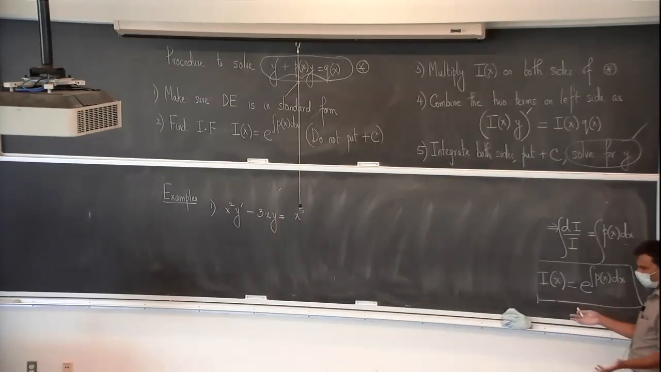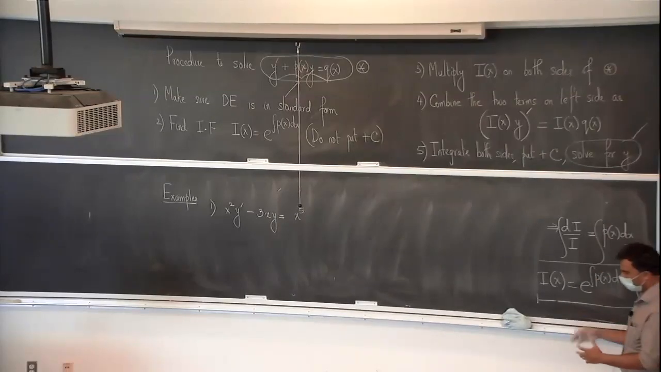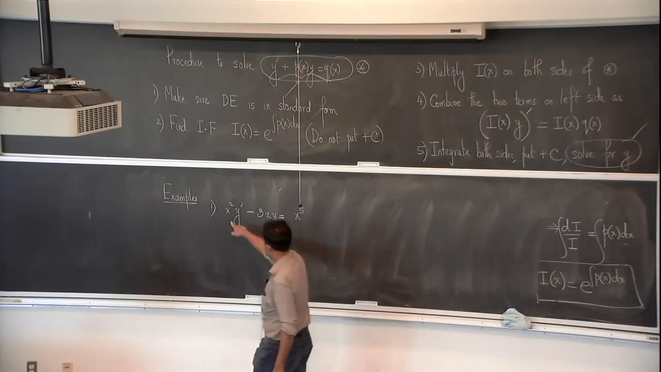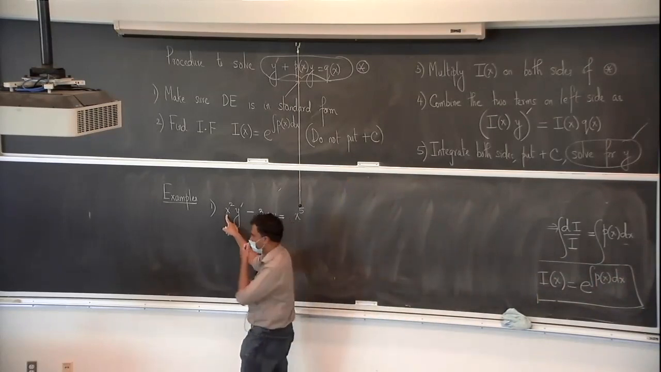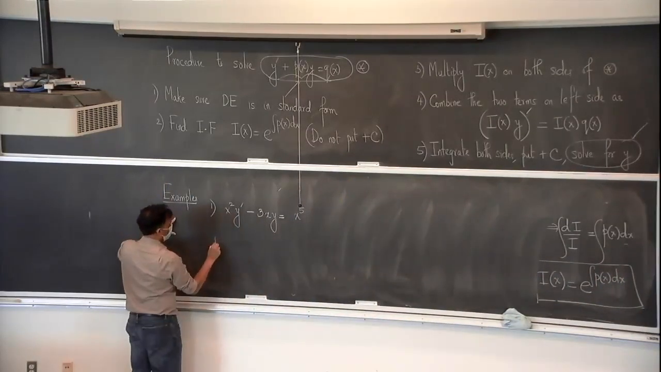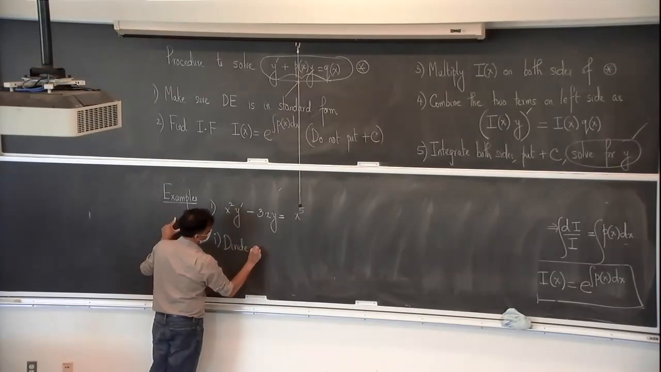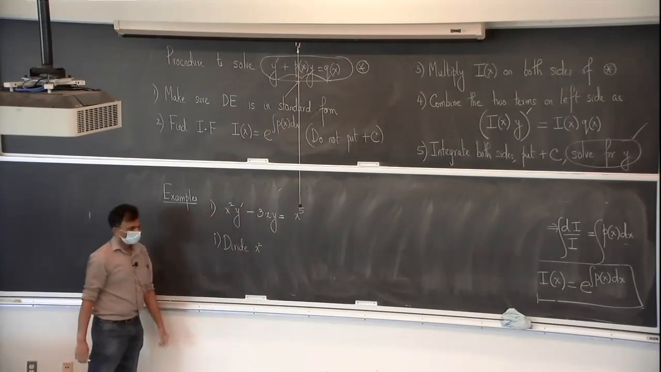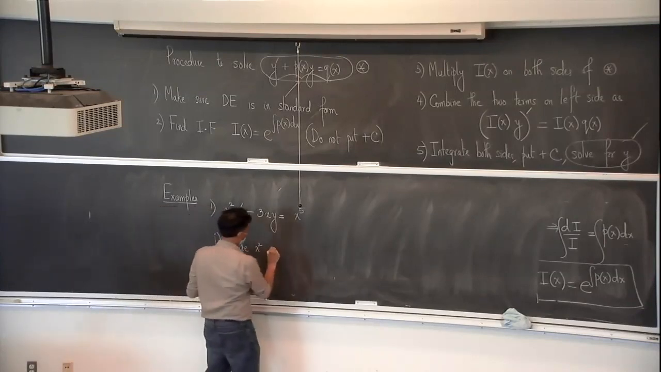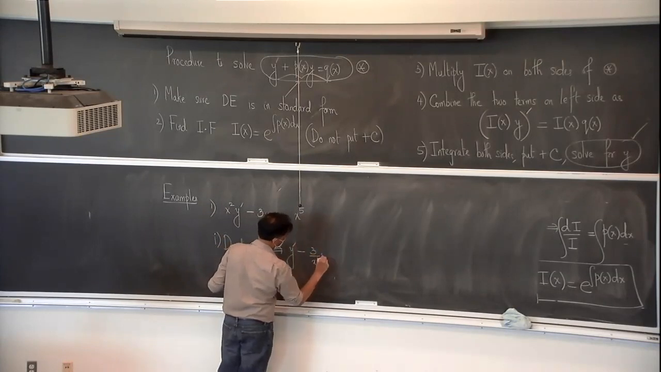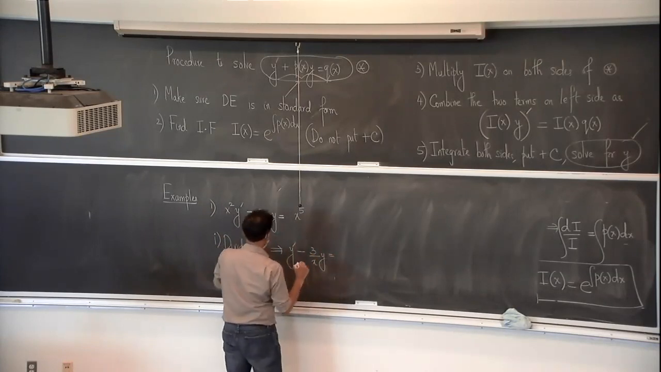So first example we are doing, I'm just going to go through this step by step. First thing is to make sure that it's in a standard form. It is not, there is an x squared multiplying here. So step 1 is to divide x squared throughout. And that will make it y prime minus 3 over x times y equal to x to the power of 3.